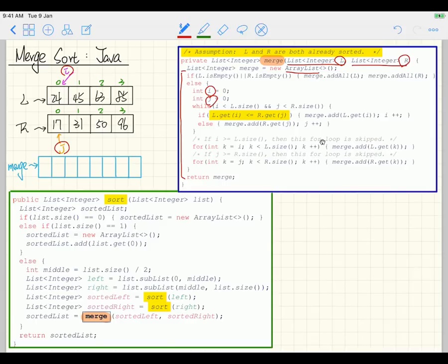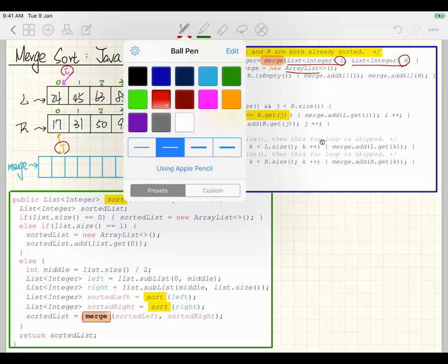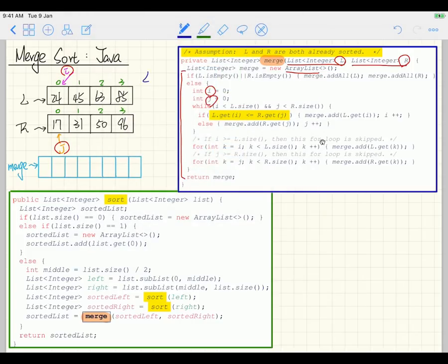Now, initially, every time we're going to look at what's the value of L at position i, and also what's the value of R at position j. Initially, it's 24 versus 17. So we know that 17 should be put into the merge array. In that case, I'll put 17 into it.